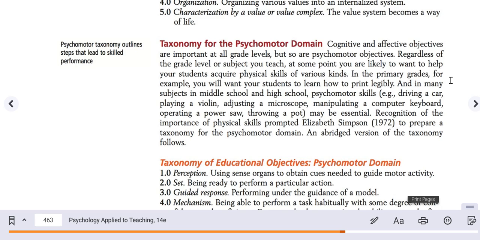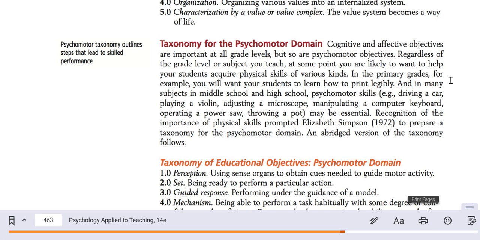Taxonomy for the psychomotor domain. Cognitive and affective objectives are important at all grade levels, but so are psychomotor objectives. Regardless of the grade level or subject you teach, at some point you are likely to want to help your students acquire physical skills of various kinds. In the primary grades, for example, you will want your students to learn how to print legibly. And in many subjects in middle school and high school, psychomotor skills, for example, driving a car, playing a violin, adjusting a microscope, manipulating a computer keyboard, operating a power saw, throwing a pot, may be essential.